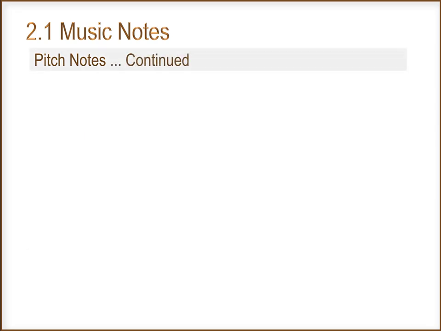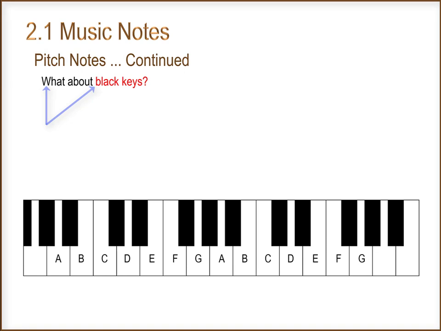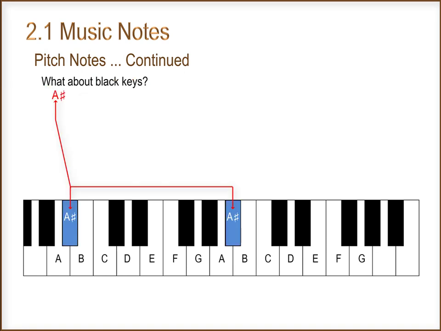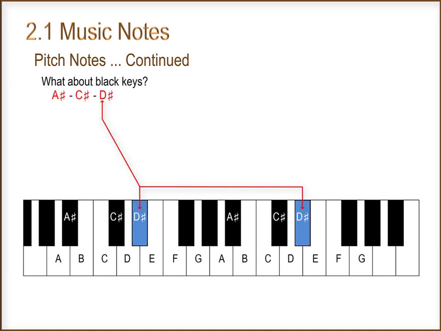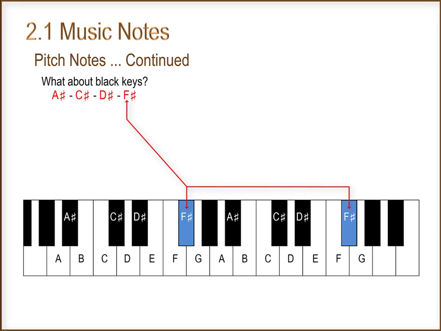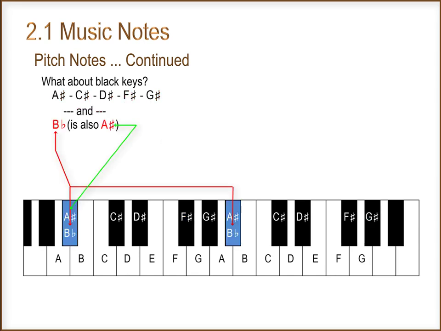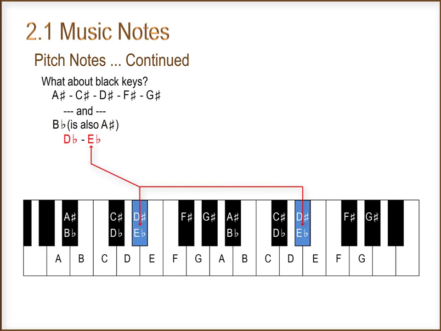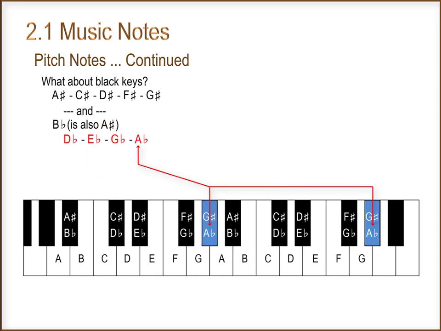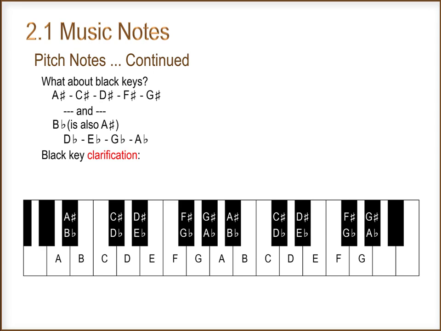We'll continue with pitch notes. What about black keys? A sharp, C sharp, D sharp, F sharp, and G sharp. And B flat, which is also A sharp, D flat, E flat, G flat, and A flat. For some black key clarification, the G flat is a half step lower than the G. And the G sharp is a half step higher than the G.